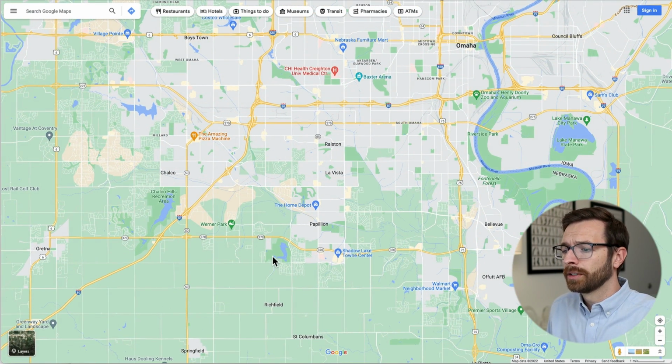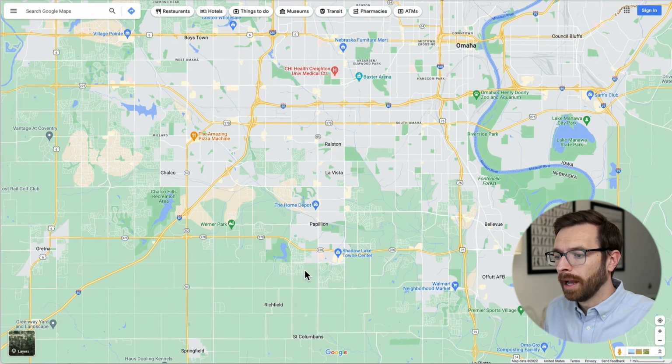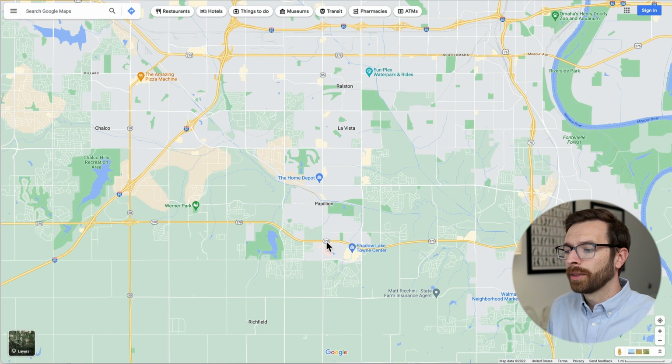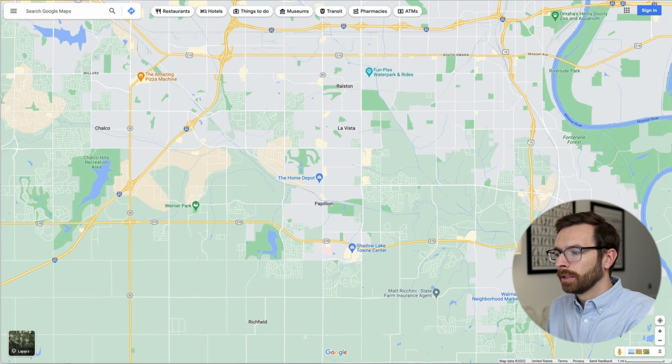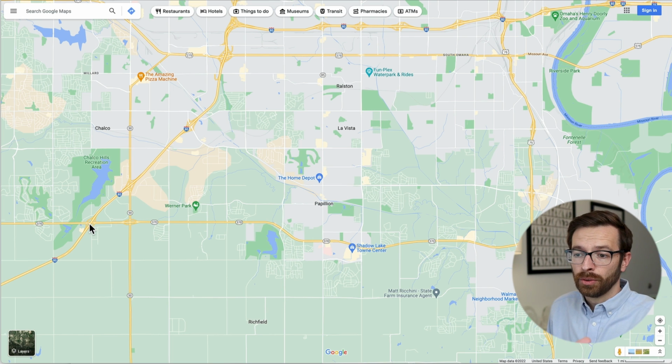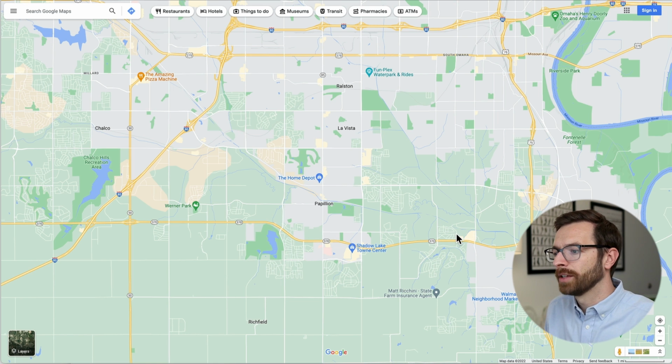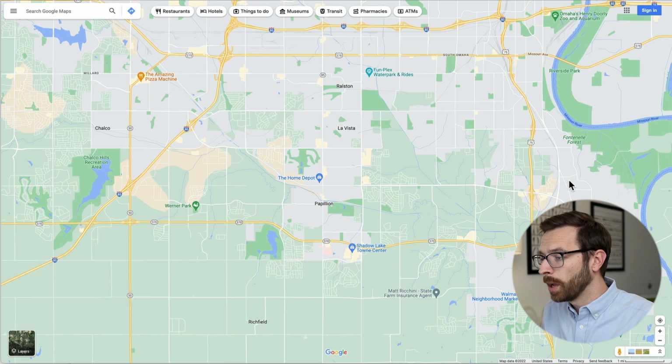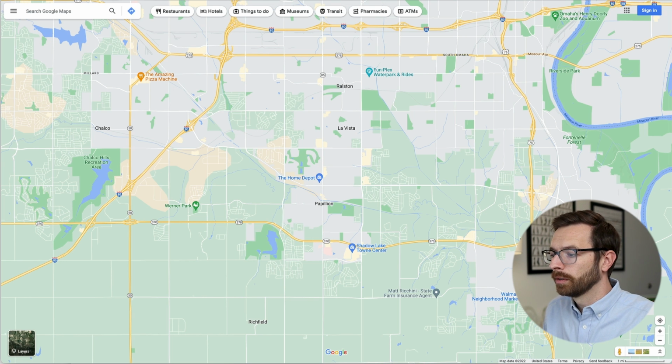If you take a look to the south, you have Highway 370. So Highway 370 connects kind of Bellevue, Offutt Air Force Base, to the interstate. And this is a main road that is used in Sarpy County, Papillion, to commute and to travel from east and west.